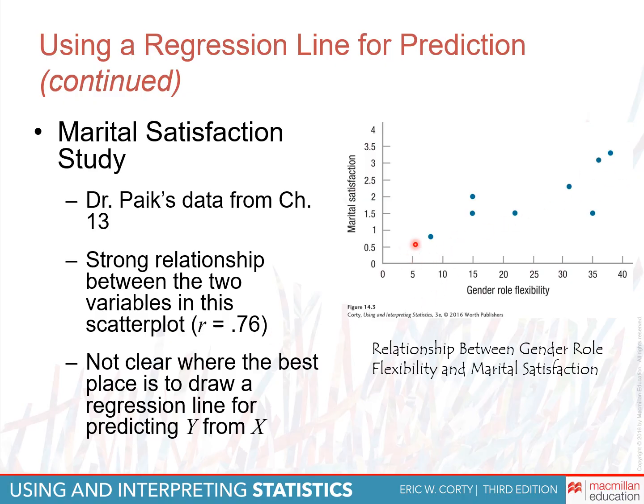But it's not super obvious where we would draw our line through these data points in order to predict what Y would be. Again, Y is the marital satisfaction, and X is our gender role flexibility. So there's not a clear place to draw that line to predict Y based on what we know about X.